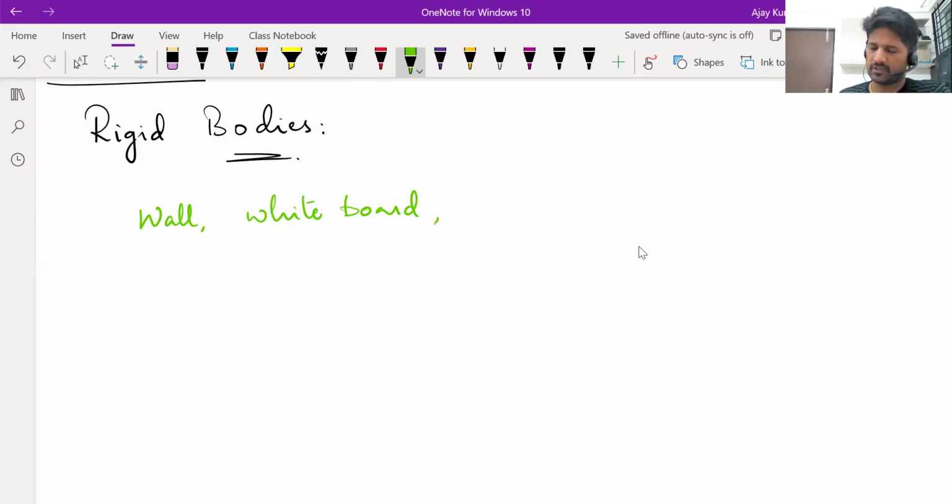Aishwarya, tell me an example of a rigid body that you can identify around yourself. Think about it. Vanilla, you tell. Bottle, sir. Bottle made of? Metal. Okay, steel bottle, let's say.